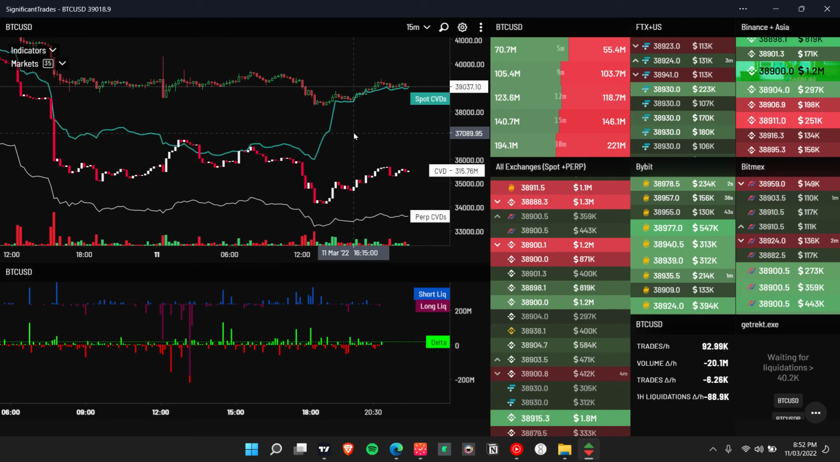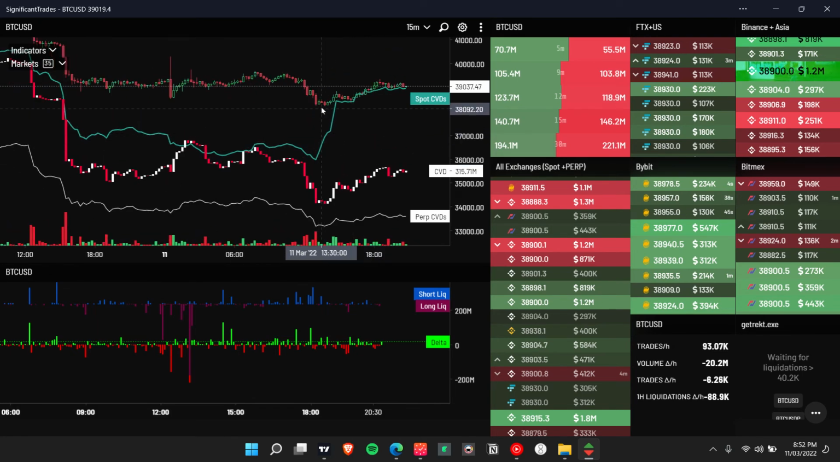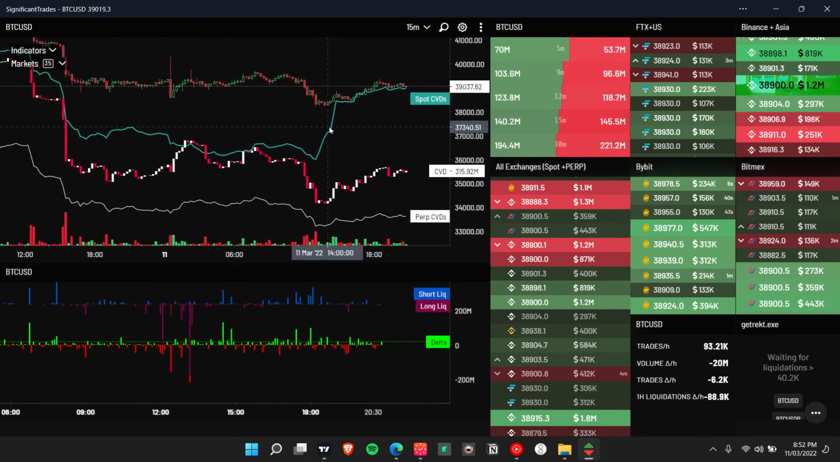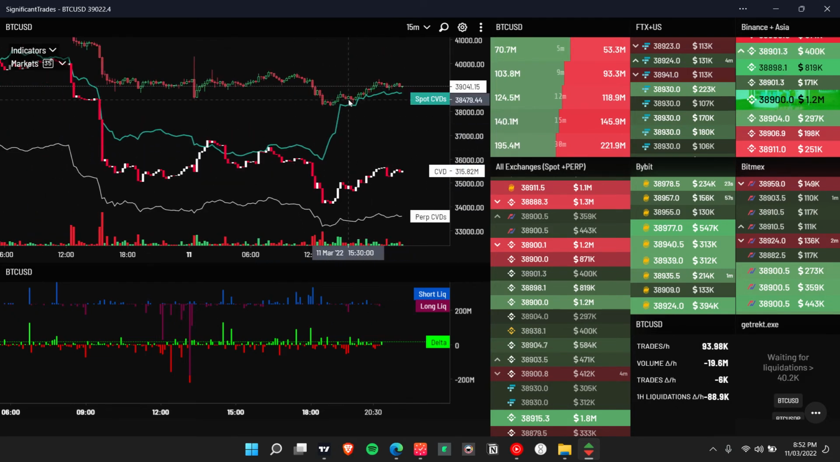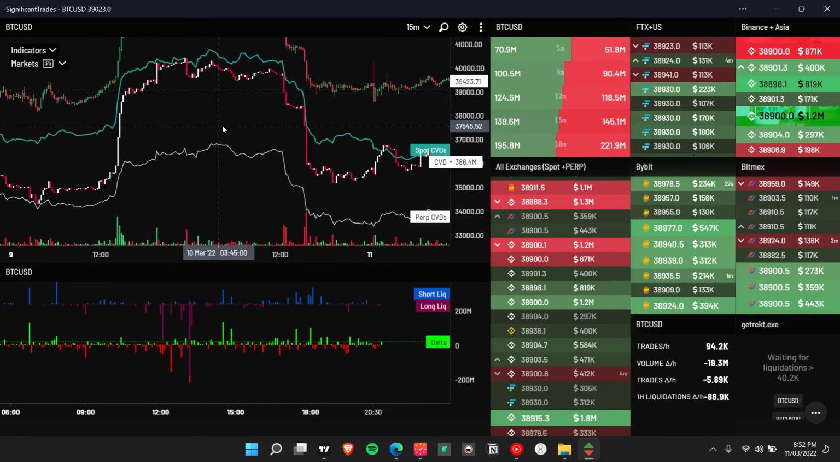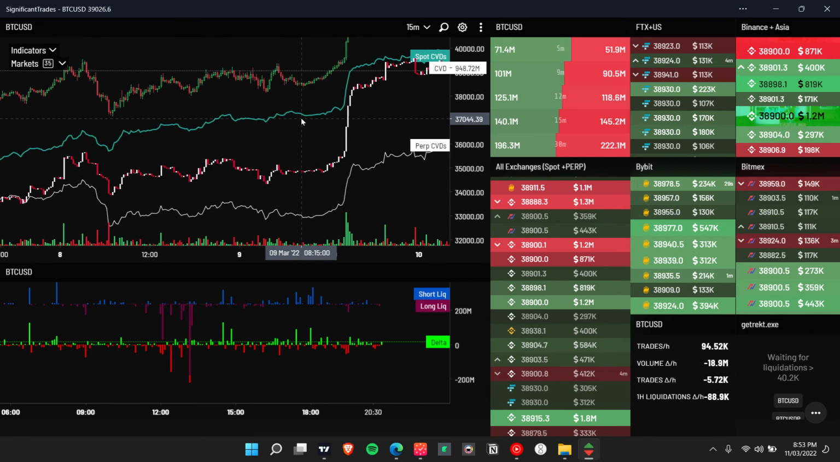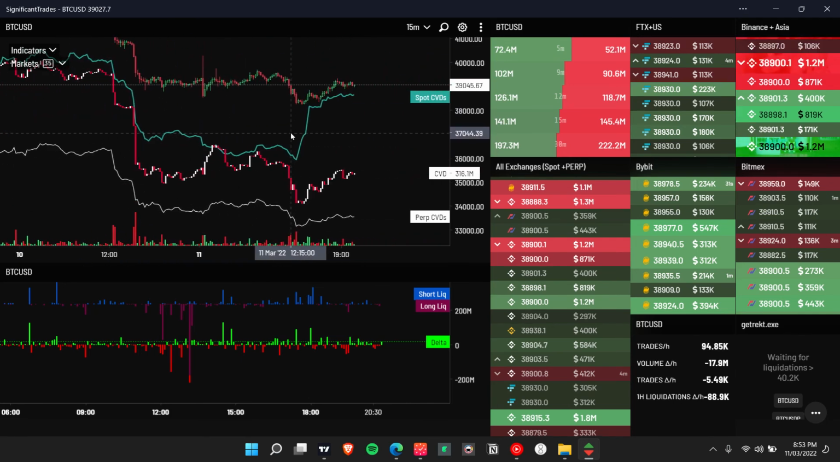If you look here, we have the spot CVD. At this point, all of a sudden, there's a huge spike in spot CVD, which means a lot of spot buyers were buying. And if you look at the futures CVD, it was forming a bottom. There was a divergence, a difference between them. So it caused an imbalance, and what happened next? The price shot all the way up. So you have to look for these divergences. You have to train your eyes in order to find them.